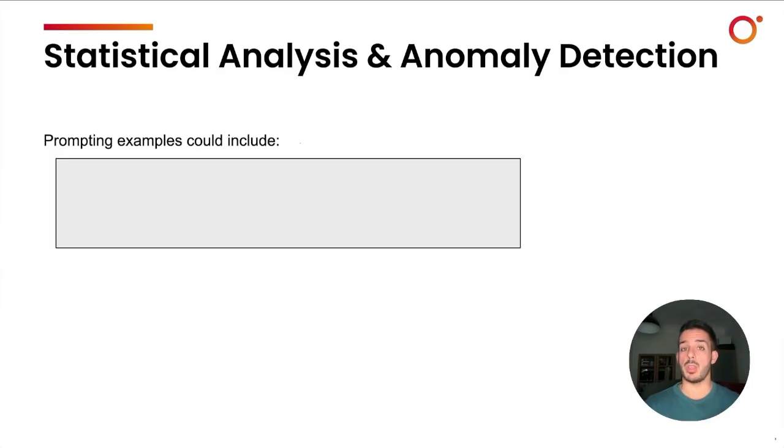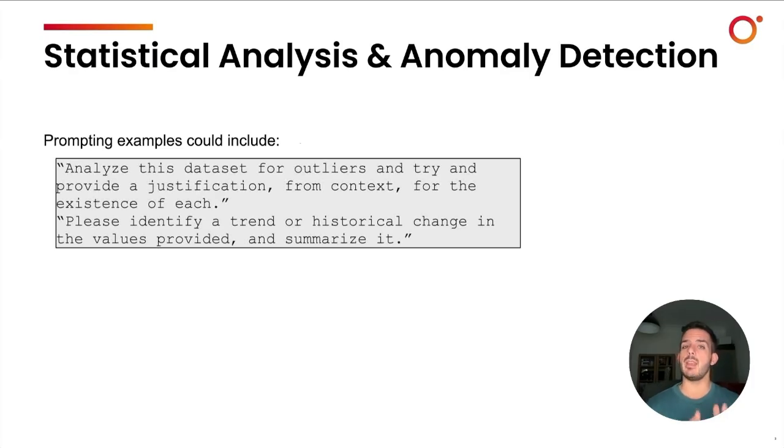What are some prompts that you could use to perform this type of analysis with GenAI? Well, you could say, hey, please analyze this dataset for outliers and try to provide a justification from context for the existence of each. And if you can't, then maybe that outlier is a wrong value. Or you can ask, for example, hey, please identify a trend or a historical change in the values provided over time and summarize it. So as you see, we're using precise instructions for the type of statistical analysis, or just analysis in general, that we want to perform on a given dataset.